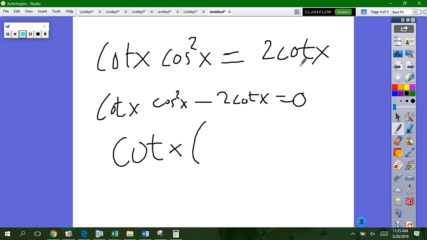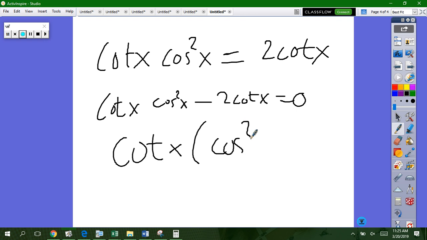So technically I subtracted that over. And the reason why I didn't divide cotangent over is because it eliminates answers. You never want to divide by a variable to eliminate it, because it eliminates possible solutions to the problem. Does that make sense? And I'll show you in just a second.